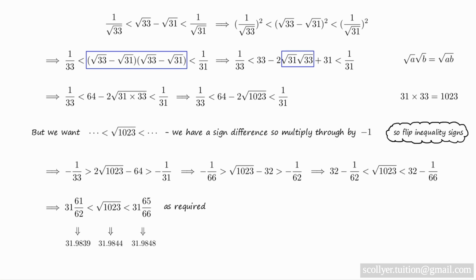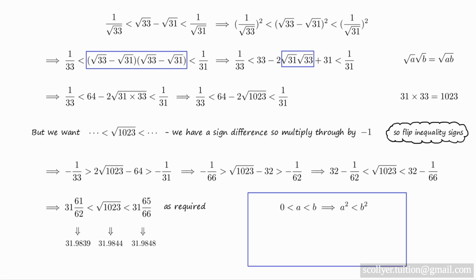And it's interesting to note that this is a pretty good approximation. The upper bound differs by no more than 4 ten-thousandths from root 1023. The lower bound differs by no more than 5 ten-thousandths. In this problem, we relied on this fact, that if a is less than b and both are positive, then a squared is less than b squared.